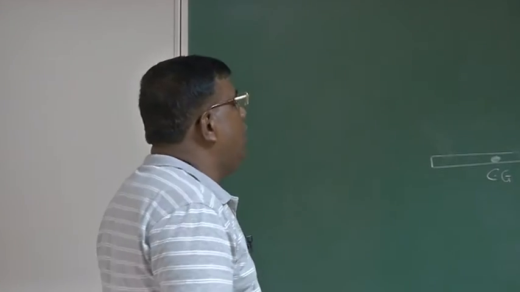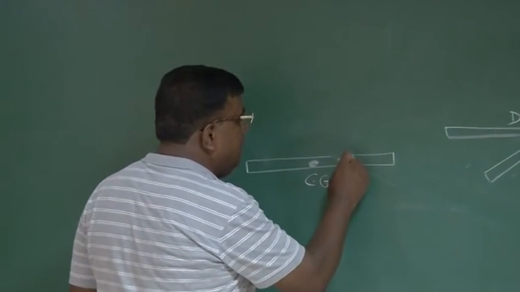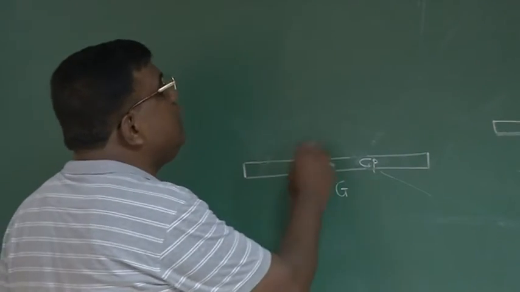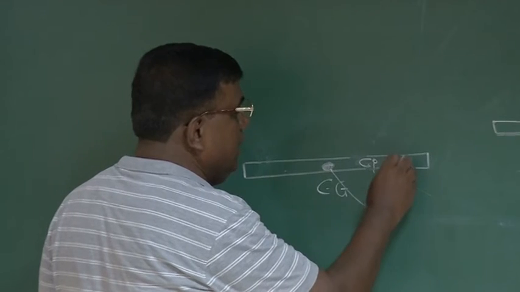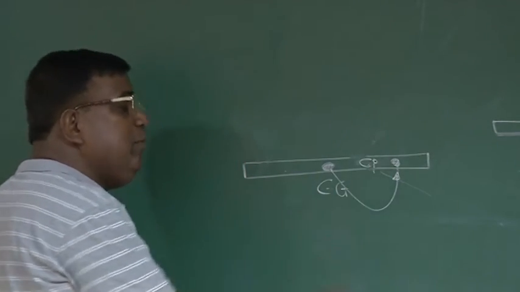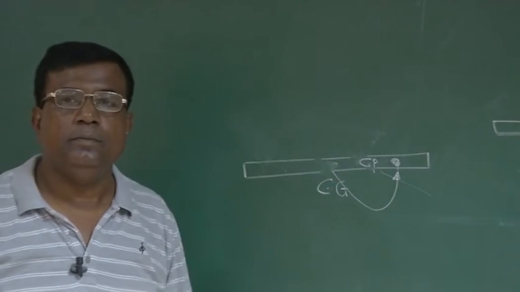So what is one option? If this is the center of pressure, let me not change the center of pressure. I somehow redistribute the mass and bring the CG here. I can do that. I can make this portion heavier. I can move the CG from here to here. Now the center of pressure is behind the center of gravity, so it is statically stable.